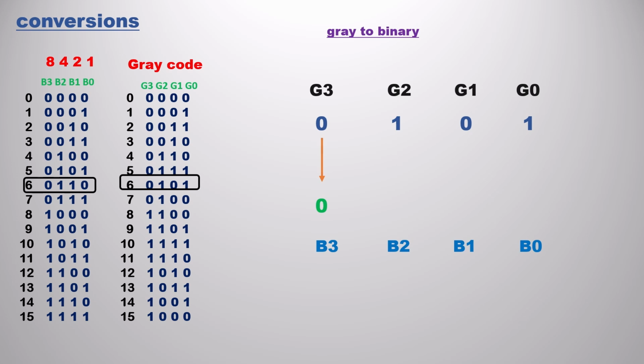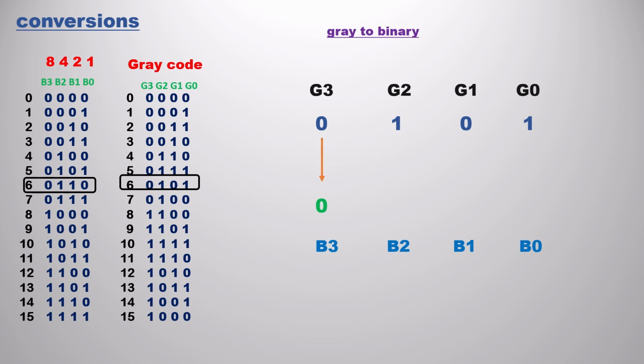In this gray to binary code, we are also going to see a second example, so that you are able to understand and clarify your doubts. You can see I have written G3, G2, G1, G0. I have selected a number, that is 6, which is 0 1 0 1. You can convert from gray to binary.